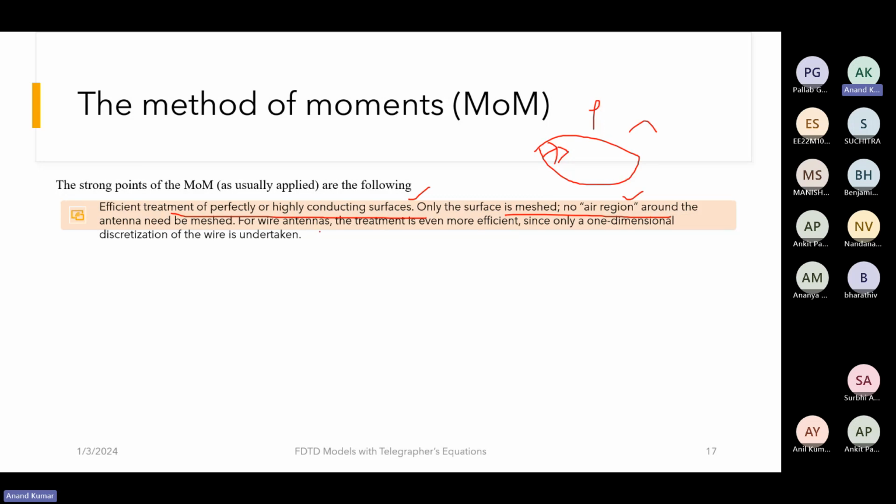And if you're solving for wire antennas, the treatment is more efficient since it is a 1D problem and you don't have to even worry about meshing. You just take your wire antenna, it could be of any shape, just discretize it in length and then solve for the effect of each length on the next value.